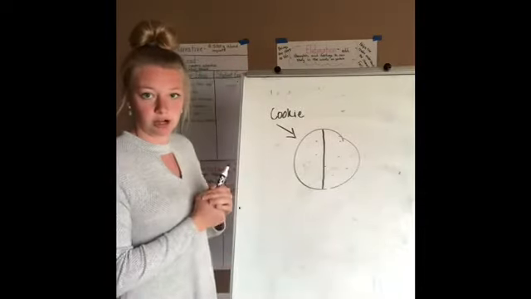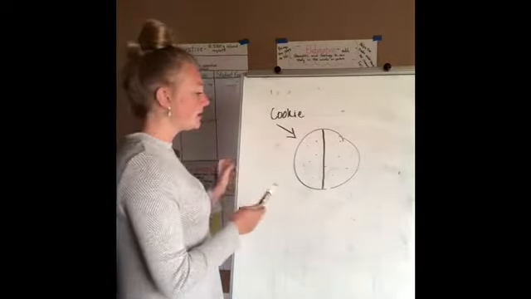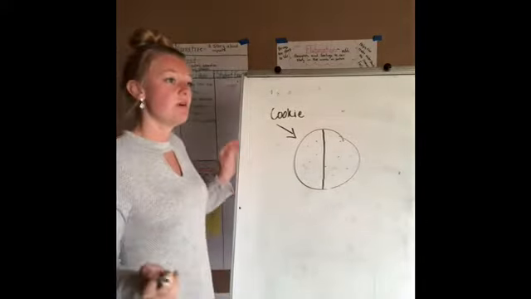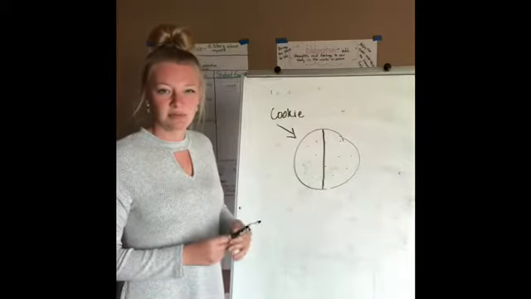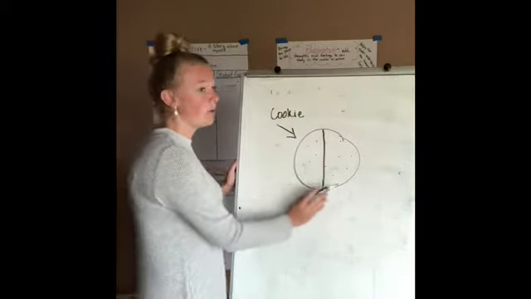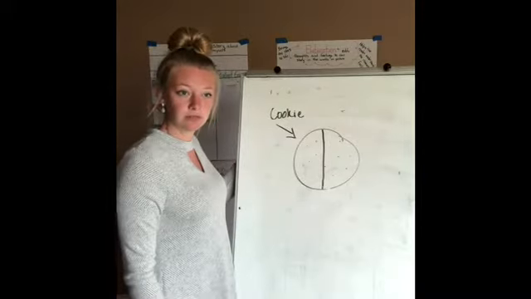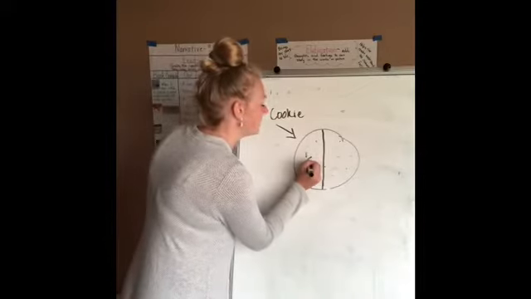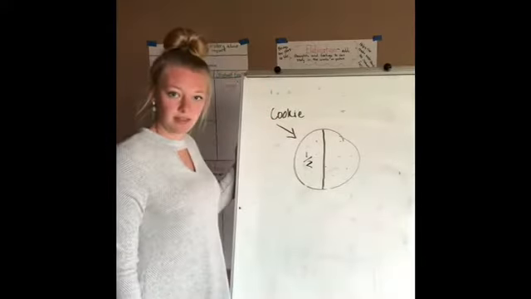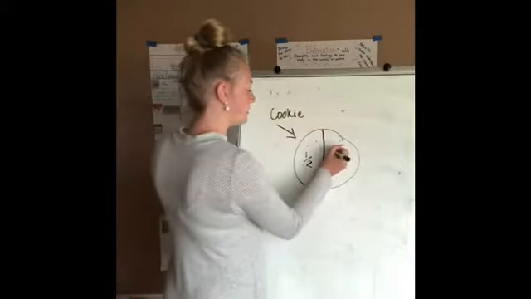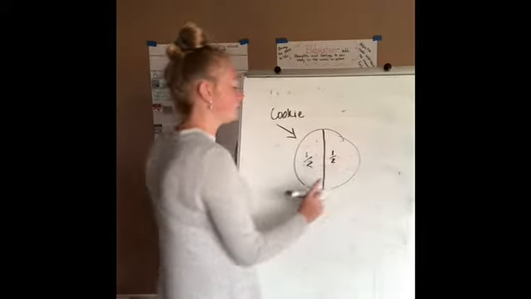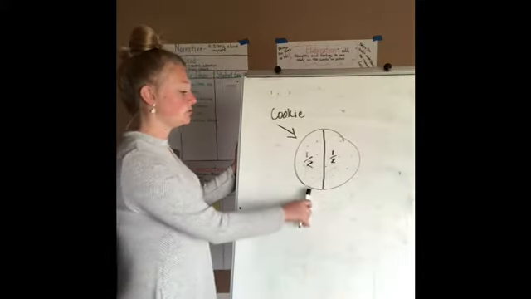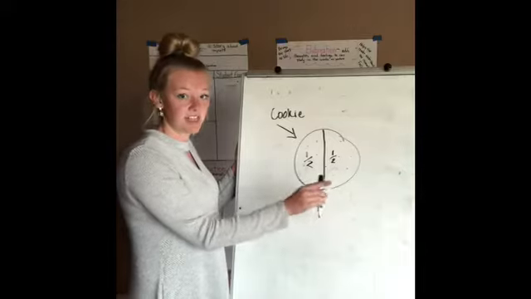Why is it fair? Yeah, because they have equal size pieces. Okay, so if you share that, then how much of the cookie does Emily have? How much of the whole cookie does Emily have? Does anyone know? Yeah, 1/2. So if she has 1/2, how much of the cookie does Beth have? Also 1/2. Okay, so by splitting the cookie into two pieces equally, we have two 1/2 size pieces.